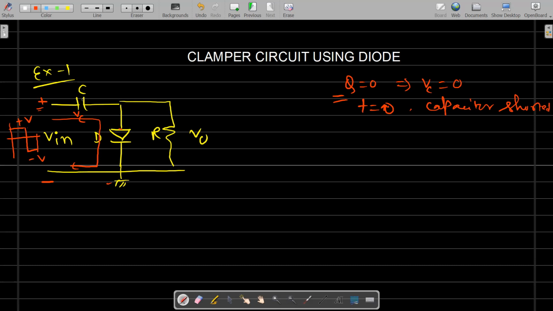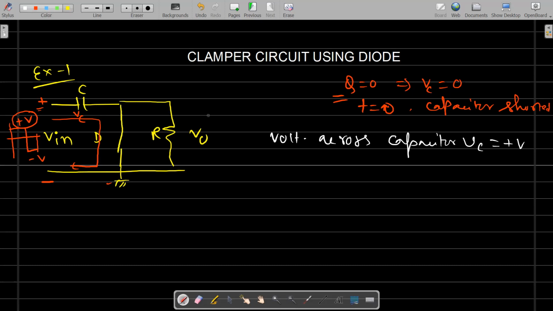When the current is flowing, the capacitor will charge, and the capacitor will charge up to the peak value, that is plus V. So during the positive cycle, the diode will be shorted and the capacitor will charge up to the peak value of V. So we can mention that the voltage across the capacitor, VC, is equal to plus V. And since the diode is on, we can replace the diode by a short circuit, assuming it is the ideal one. If you consider it is a practical diode, then it will be replaced by a 0.7 volt voltage source if the diode is a silicon diode. Anyway, to simplify our analysis, we assume the diode is ideal. So the diode behaves like a short circuit.